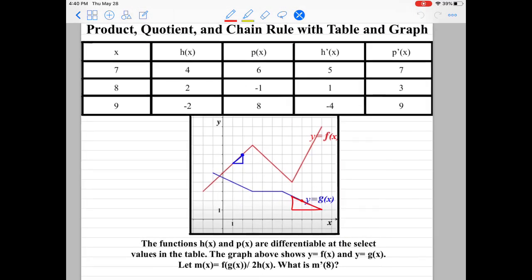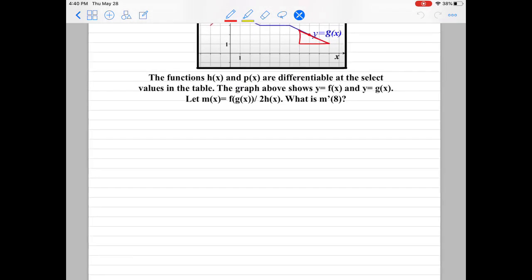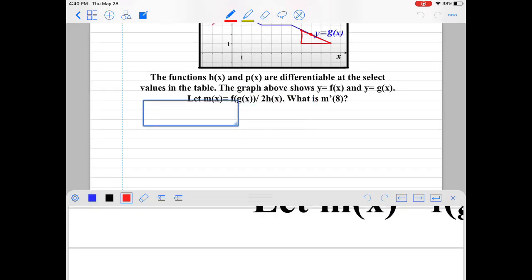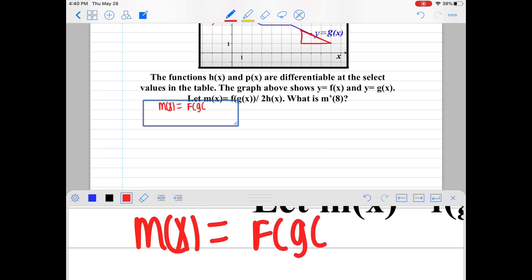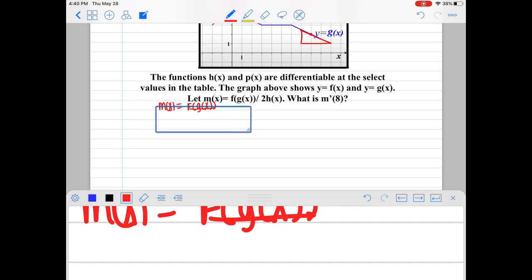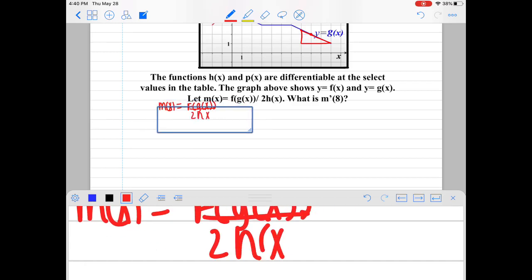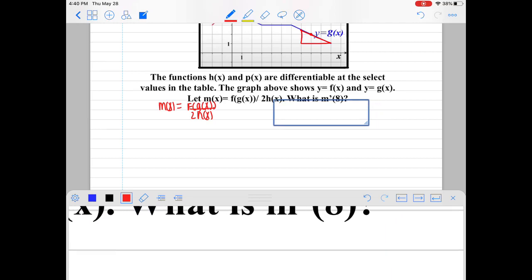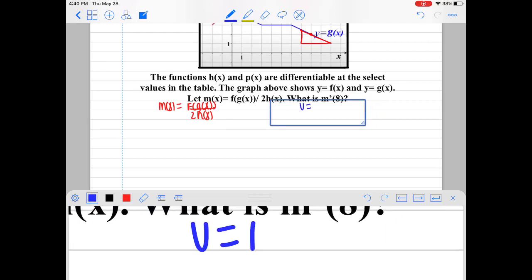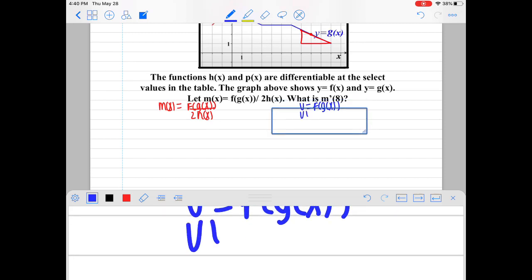In this last example here, we will be utilizing both a table and a graph to solve the function, which is m of x equals f of g of x divided by 2h of x. In this problem, we will be using both the chain rule and the quotient rule in order to solve. So first, we're going to write out the first function, which is f of g of x, and here we're going to apply the chain rule in order to find the derivative.